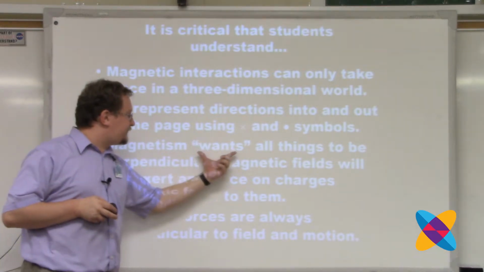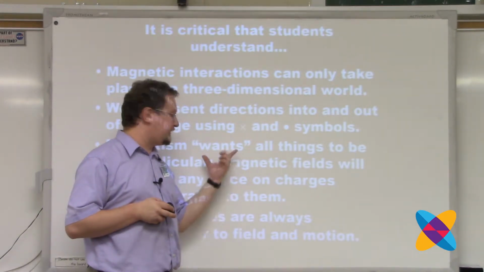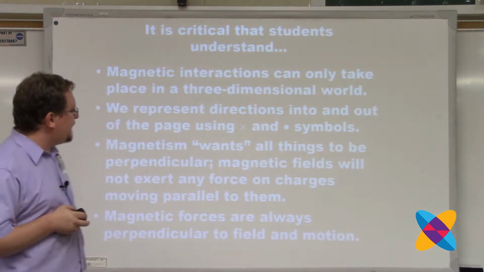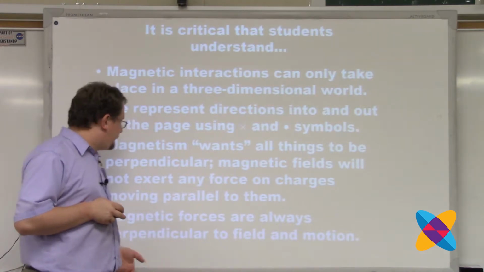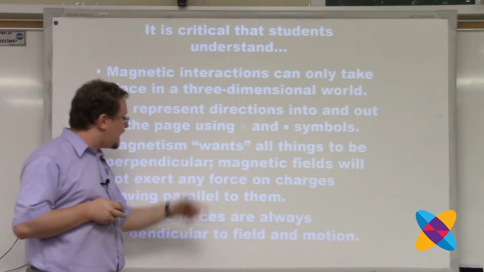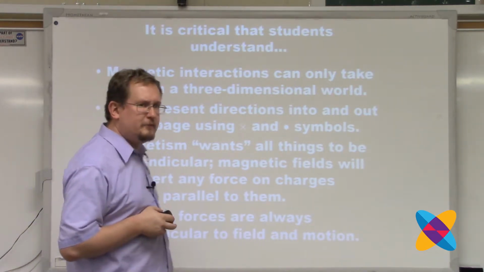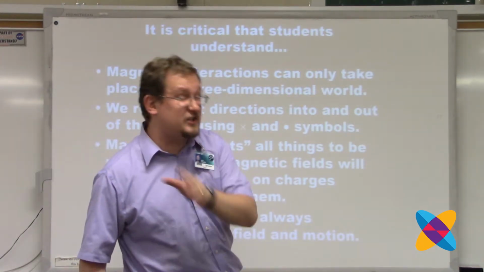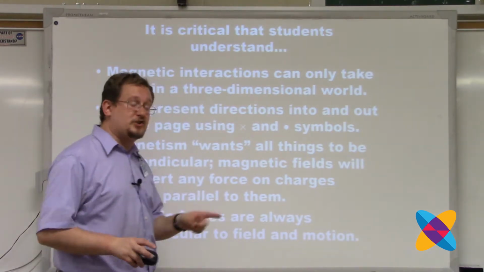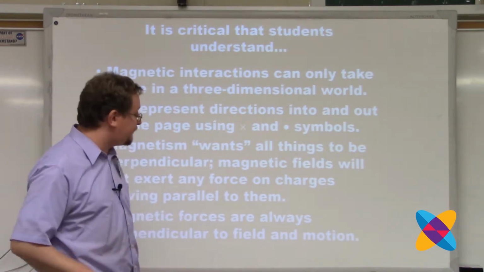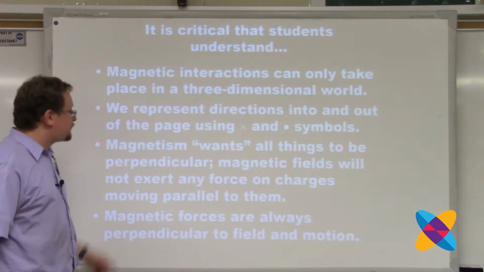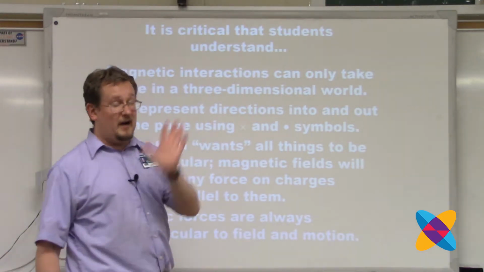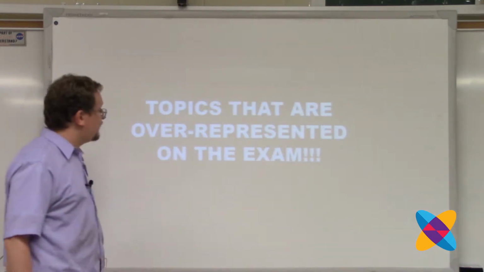I know that some of you out there hate it when people personify physics, deal with it. Magnetism wants all things to be perpendicular. So what that means is that magnetic fields will not exert any kind of force on charges that move parallel to the field direction. If the charge moves parallel to the field direction, there will be no force. However, if the charge moves with any perpendicular component to the field region, then the magnetic force will be perpendicular to both the field and the motion of the charges. Very important to know. So it's important that students understand that basics.